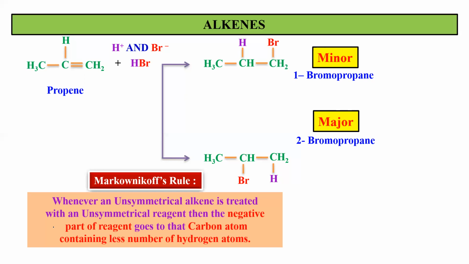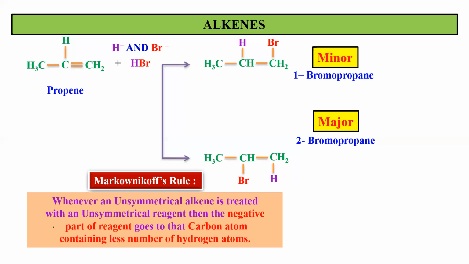So this was about the hydrohalogenation of alkenes. In the next module, we'll learn about its mechanism, how exactly Markovnikov's rule comes into the picture, and why the negative part should always go to the carbon which contains less number of hydrogens. We will see that in the next module.